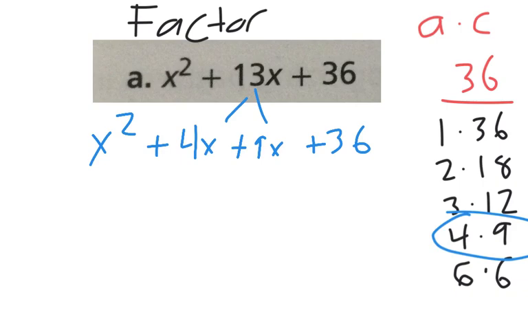Okay, so now I have written this as 4 terms. When I have 4 terms, the way I like to factor is to factor by grouping. When I factor by grouping, I look for the GCF in the first 2 terms. Do I have a GCF here? 1x. They both have an x. That means x is the GCF.